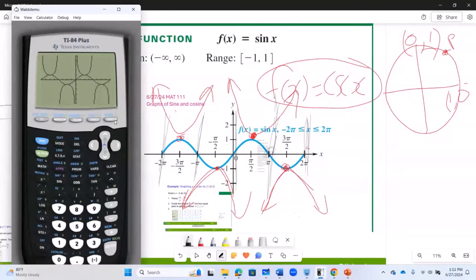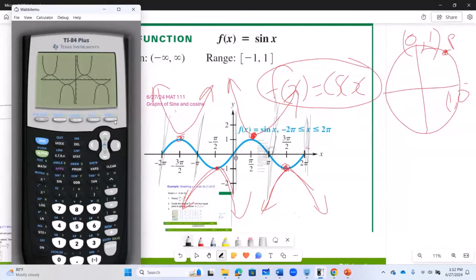A maximum means upside down, concave down. I hope you remember concave down. So cosecant is concave down at every minimum point for sine, and cosecant is a minimum at every maximum point. That's all you need to remember.